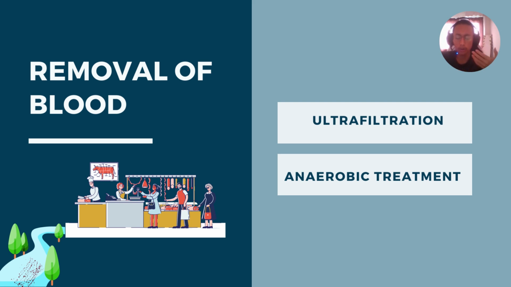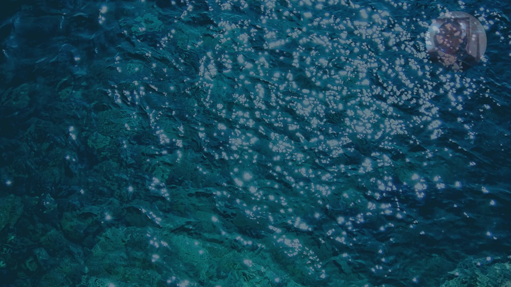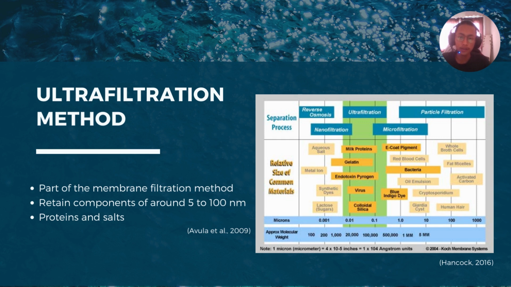And how we're going to treat blood in wastewater, we're going to explain in terms of two methods, which are the ultrafiltration method as well as anaerobic treatment. Now first, I will explain the ultrafiltration method. Before we go into how the ultrafiltration method can remove blood from wastewater, let's take a look at what the ultrafiltration method is.